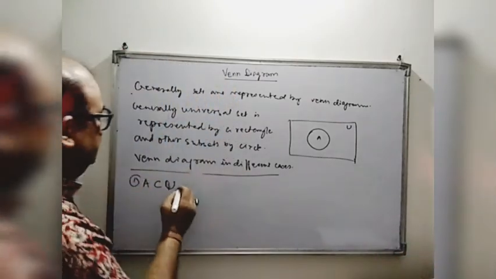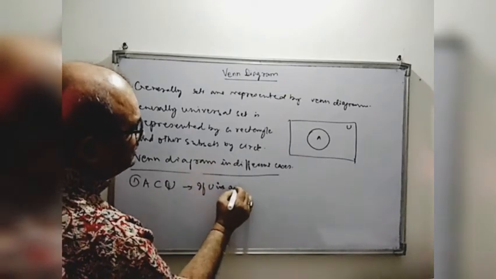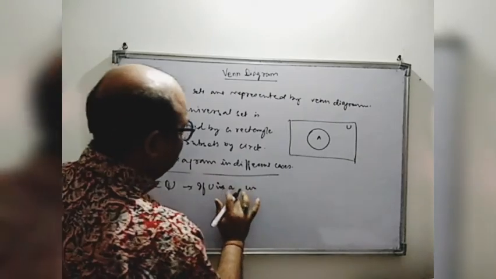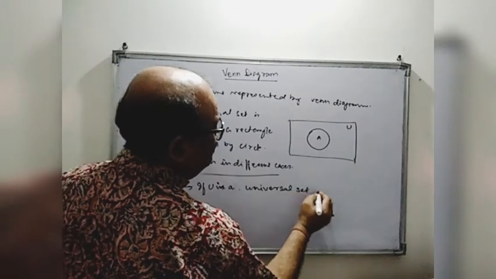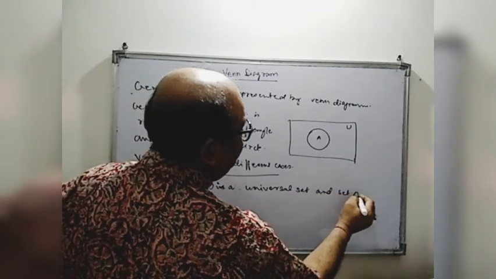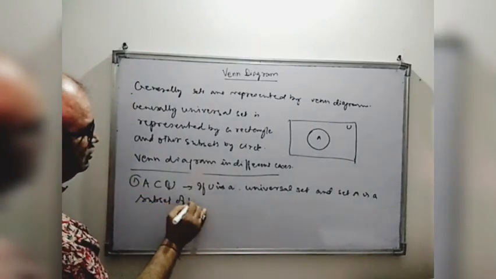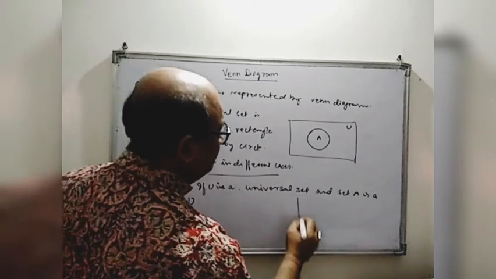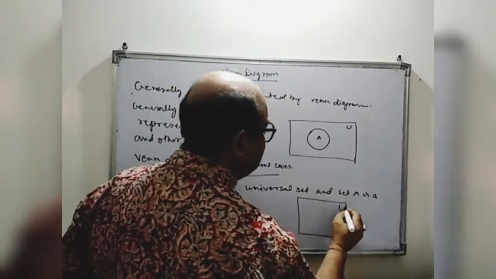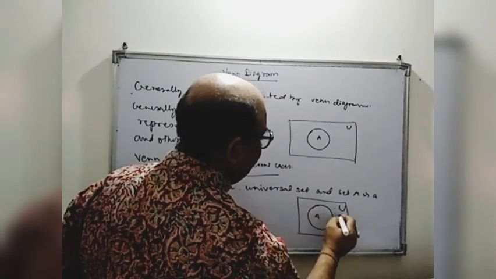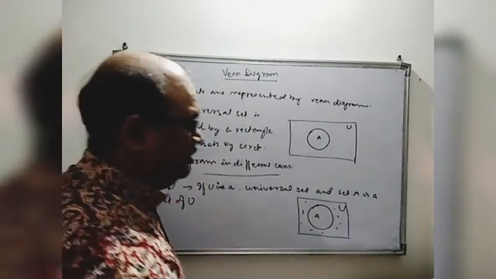Here, if U is a universal set, and set A is a subset of U, then we represent it like this: this is your universal set, and this is A. So here A is the subset of U.